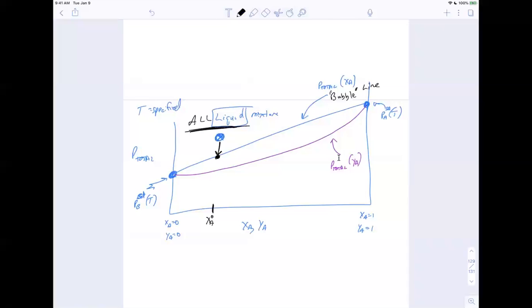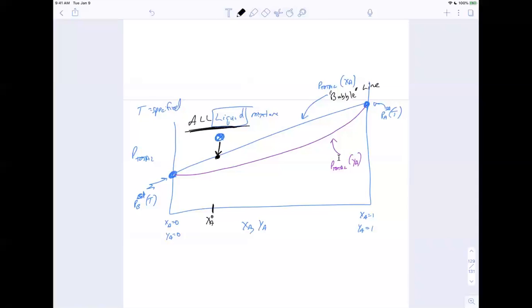Wait a second. I know what the composition of the liquid is because I started with a particular composition in the liquid and I didn't move along the x-axis. So that composition of the liquid has to be what I started with. But what's the composition of the vapor?